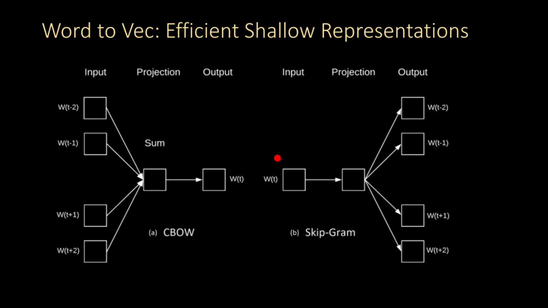In the skipgram architecture, you take as input the target word, then you try to estimate the surrounding words.